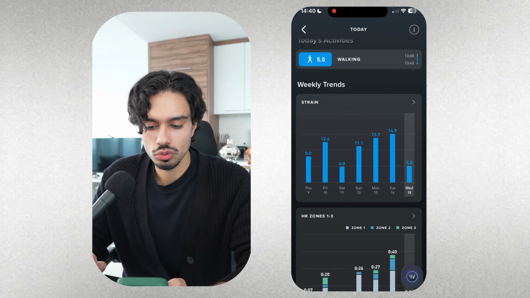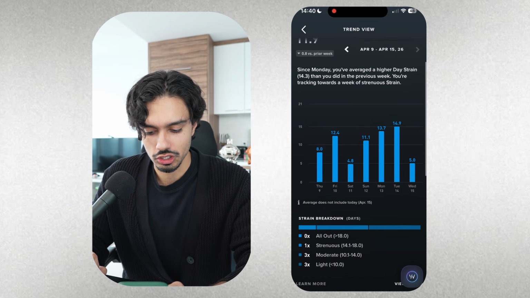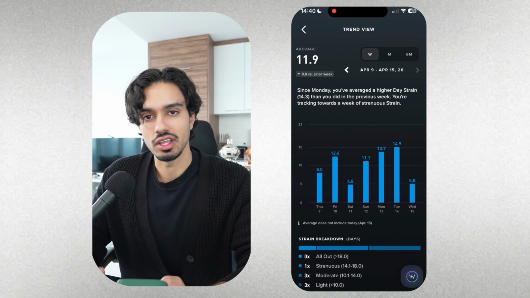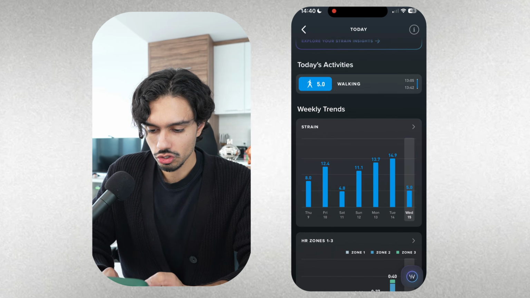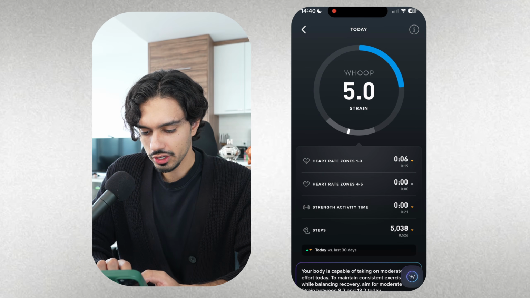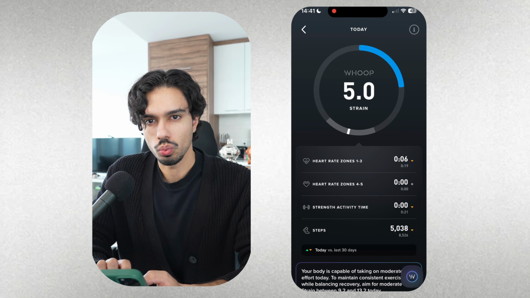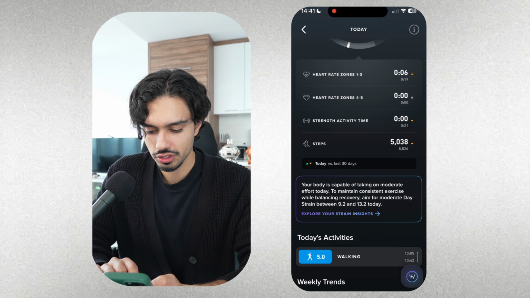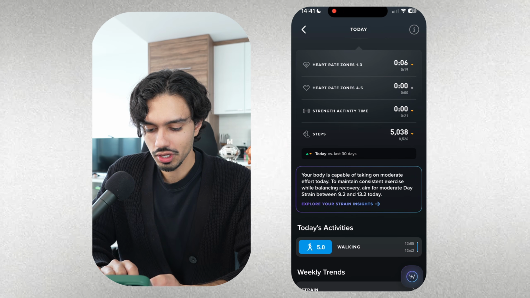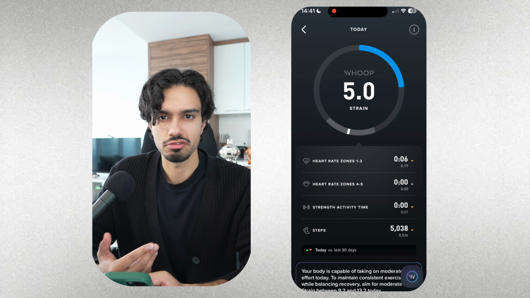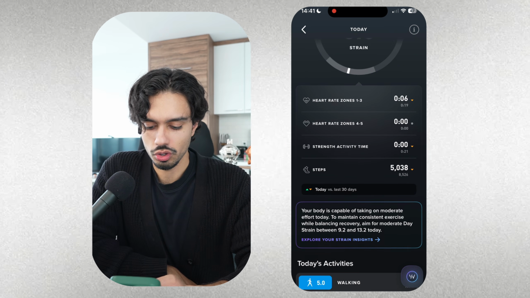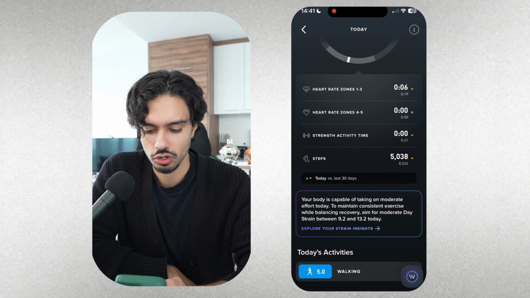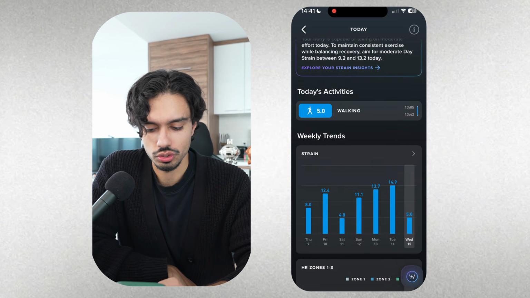But Whoop is going to suggest what an optimal strain is for you based on your body, your heart, things like that. So your job is just to do whatever they say is your optimal strain for that day. So the way to find that, you can see that icon in the pie chart that has that white symbol right there. If you scroll down, it says your body is capable of taking on moderate effort today to maintain. Aim for a strain between 9.2 and 13.2 today. So right now I'm at 5 for the day because all I've done is walk. But if I was to work out, that's the optimal strain that they suggest. If I really push myself far, then recovery tomorrow might be harder. So it's really just doing all the math for you right there.